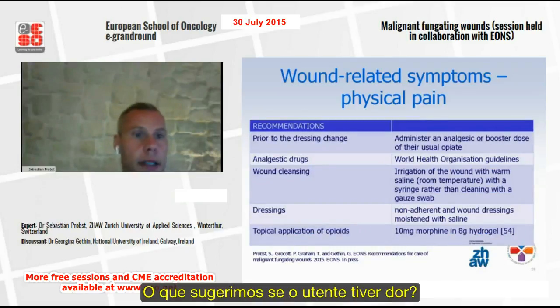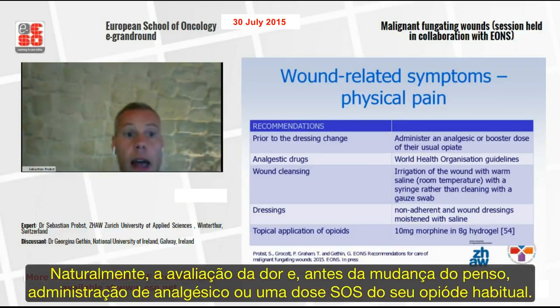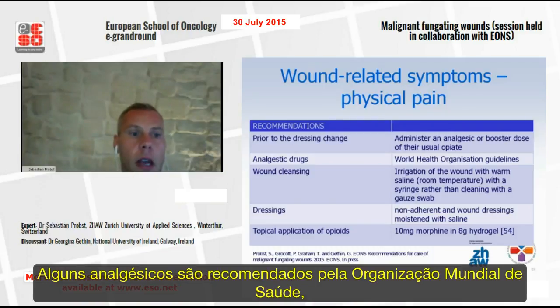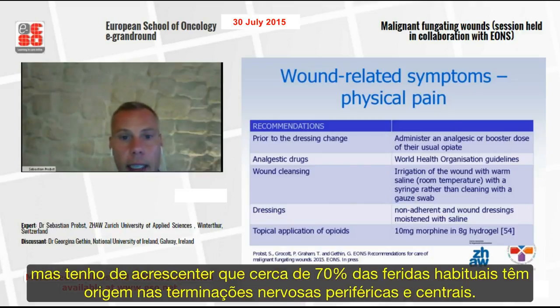What do we suggest if patients suffer from pain? Of course, a pain assessment. Then we recommend giving, prior to the dressing change, some analgesics or a booster dose of their usual opioids, some anesthetic drugs recommended by the WHO. But there I have to add something: about 70% of regular wounds have their origin in the peripheral and the central nerve endings.